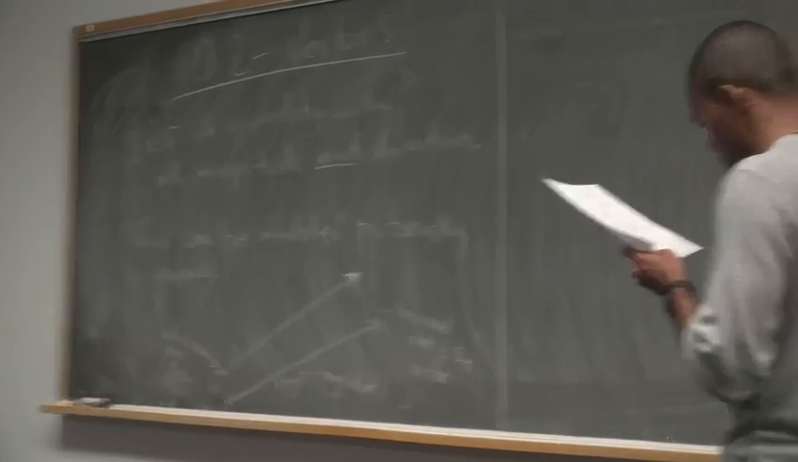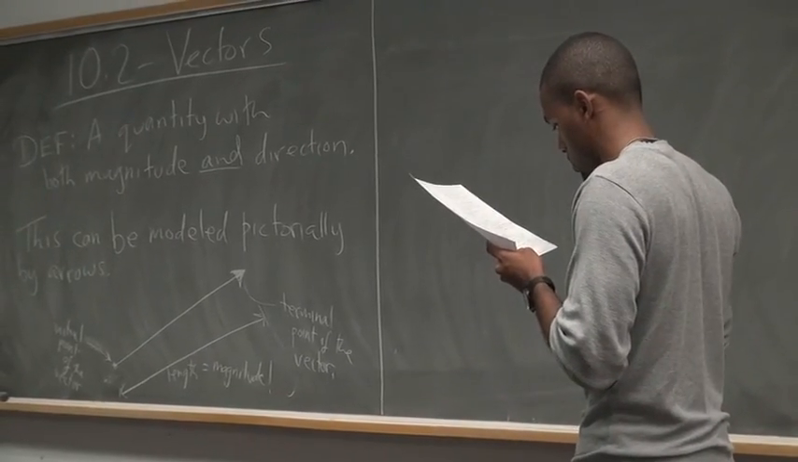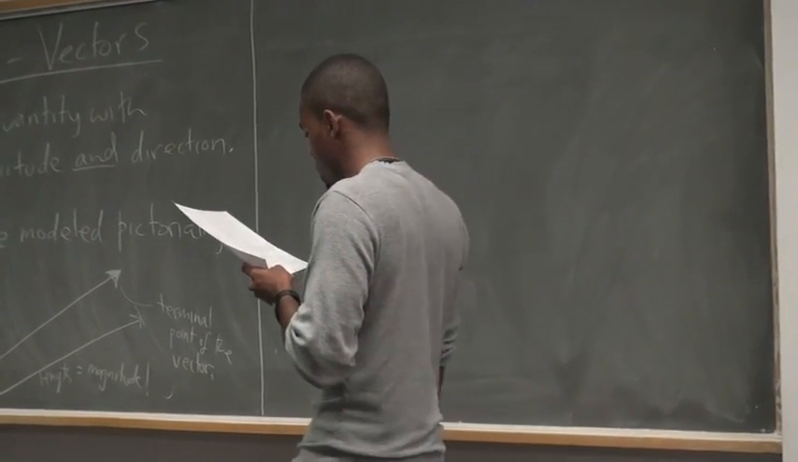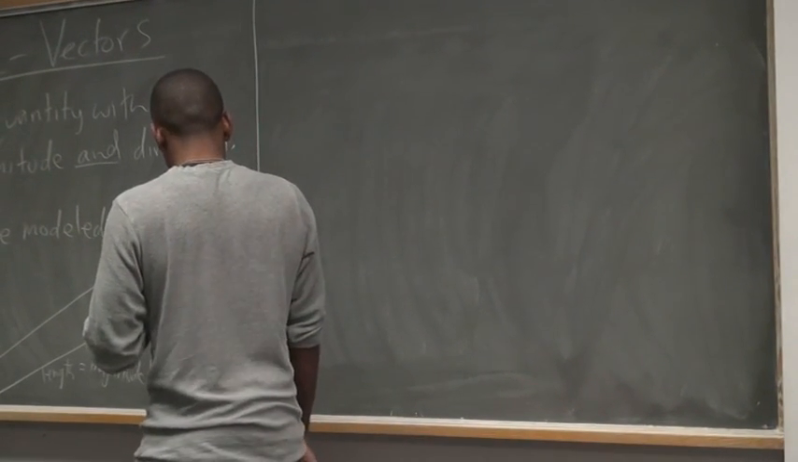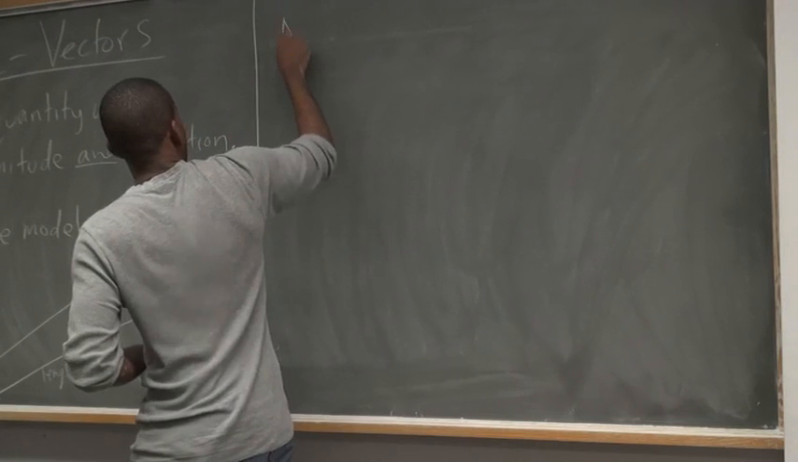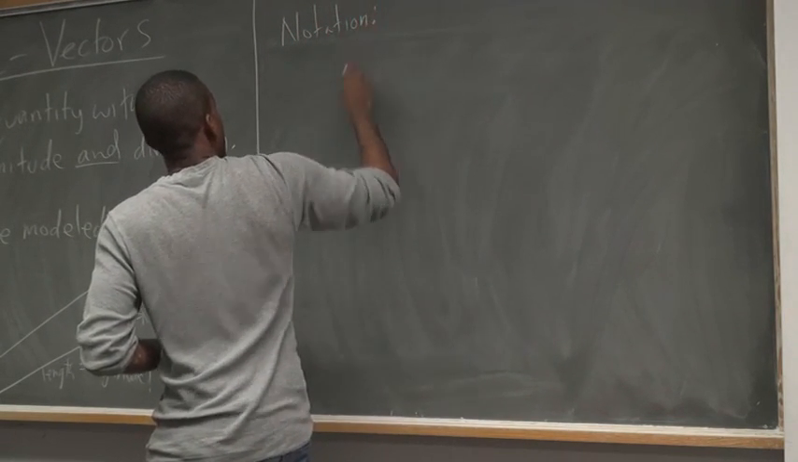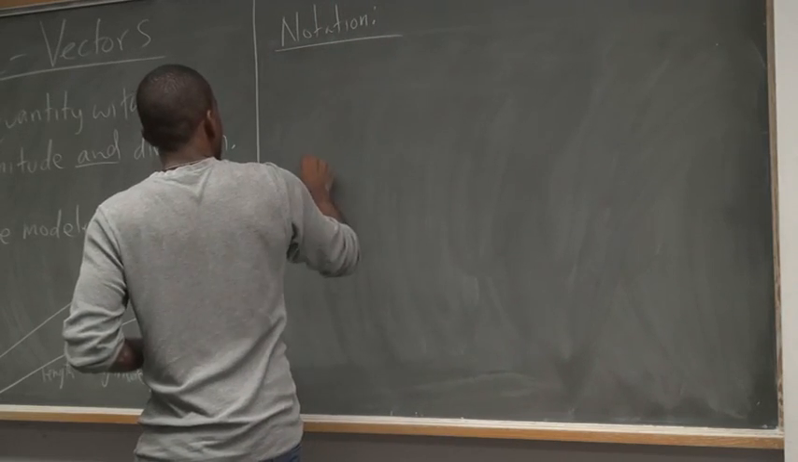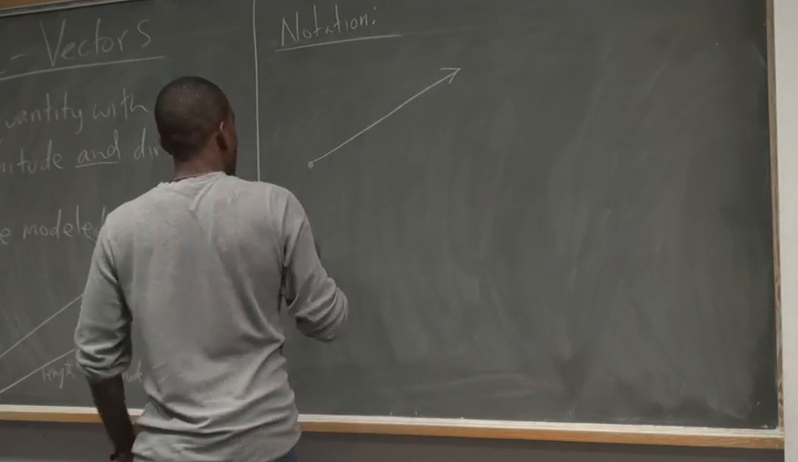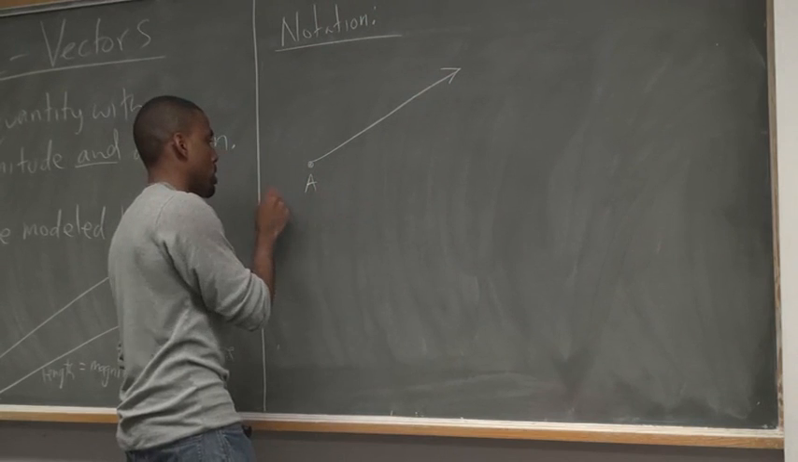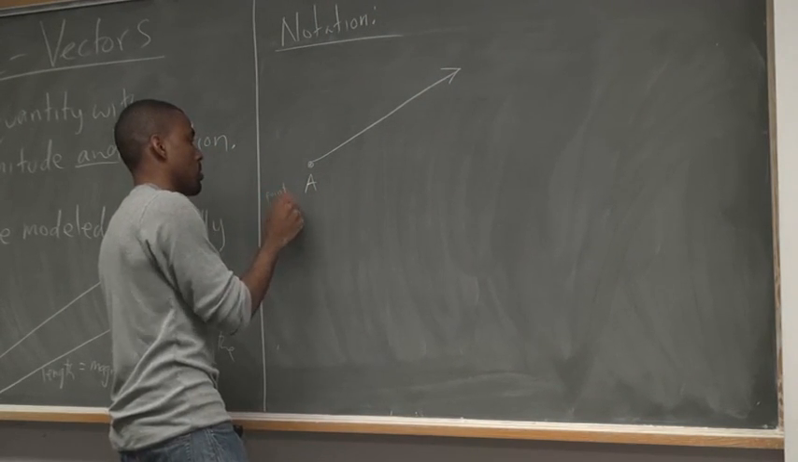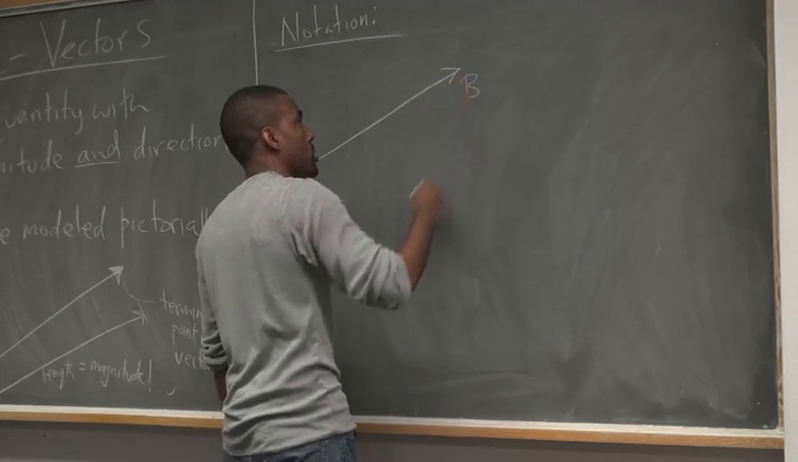Let's see what else. I want to introduce the notation that we're going to be using. Let's say you have a vector where the initial point is called point A. The terminal point is called point B.